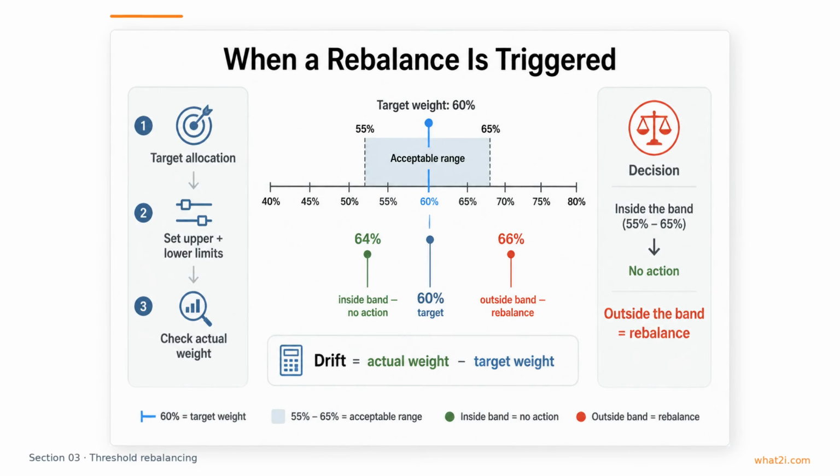The trigger is built from 3 parts: a target weight, an upper limit, and a lower limit. Suppose stocks have a target weight of 60% and an acceptable band from 55 to 65%. If stocks are currently at 65%, they are still inside the range, so no action is required. If they move to 66%, they are outside the upper limit, and that breach triggers a rebalance. One simple way to measure the movement is drift, which is the actual weight minus the target weight. Threshold rebalancing turns that drift into a clear yes or no decision.